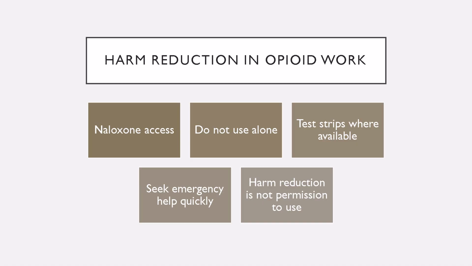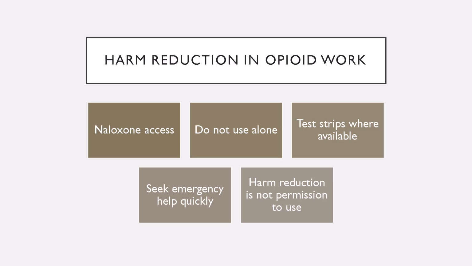And another important strategy is encouraging clients not to use alone. And while this may not eliminate the risk, it's going to increase the chances that somebody will be present to respond if an overdose occurs. There are test strips where these are available and legal, and they can be part of the harm reduction conversation. These tools may help identify fentanyl in substances. It doesn't necessarily guarantee safety, though, but it's just simply one more layer of risk reduction. Another key message is the importance of seeking emergency help quickly. Some people hesitate to call 911 because of fear or shame or legal concerns. So clients need to understand that delayed response can mean the difference between life and death.